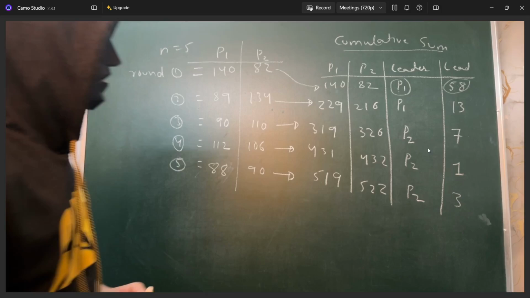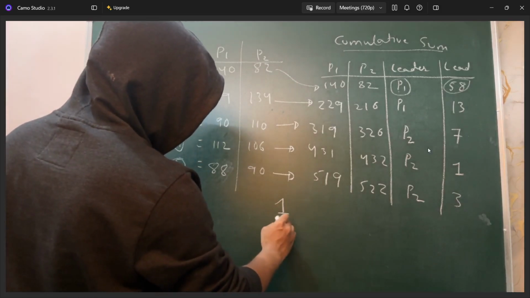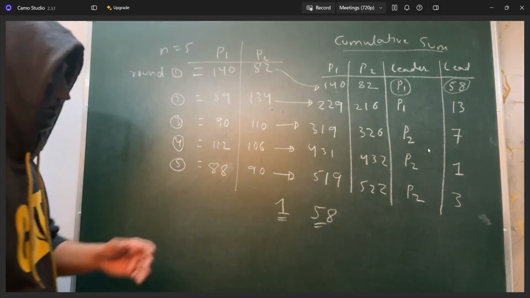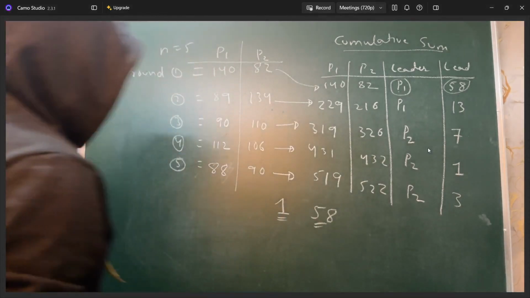That is the answer. I think you guys got to know how to solve this. So in this case, player 1 is going to win, so 1 you will have to display, and then they are leading by 58 marks. So this is the thing you will have to display, space separated. So now the question comes, how do you solve it?